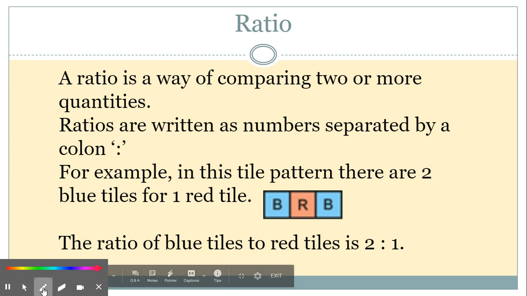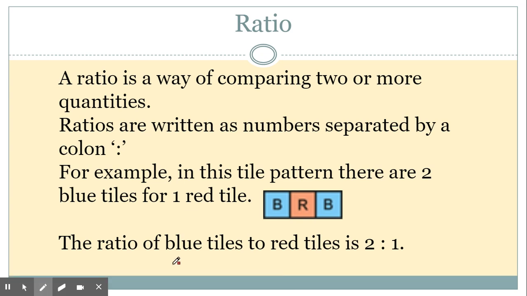A very important thing when we talk about ratios is that we keep the order the same. So for example, in this sentence, it says the ratio of blue tiles to red tiles. That means the ratio is blue to red. So the number we are going to write first is going to be blue and then red. It is very important that we keep this in mind whenever we are talking about ratios.